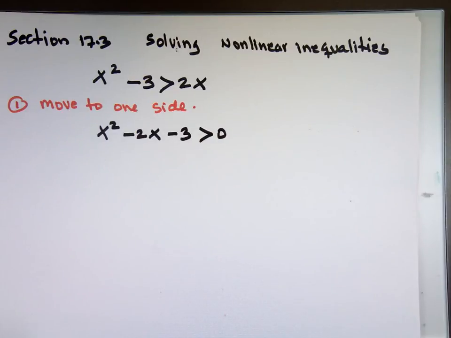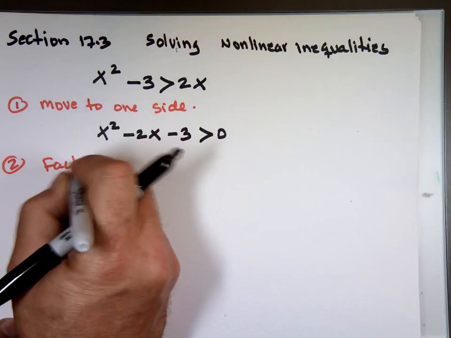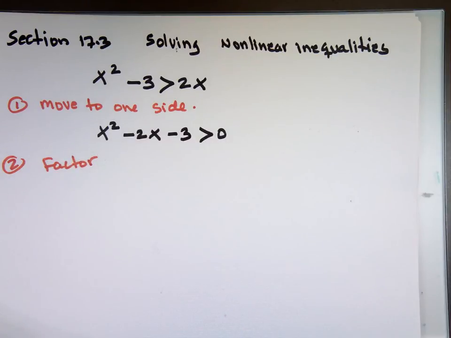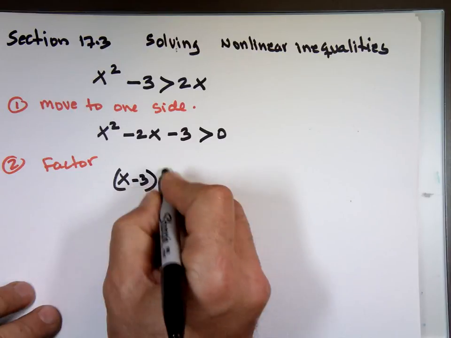There's a couple of ways to do this problem. You can actually graph it and see where the graph is above the x-axis because it says greater than 0. But nobody wants to graph that. That's not the best way of doing it. So then what am I going to do? Factor it. X minus 3, x plus 1.